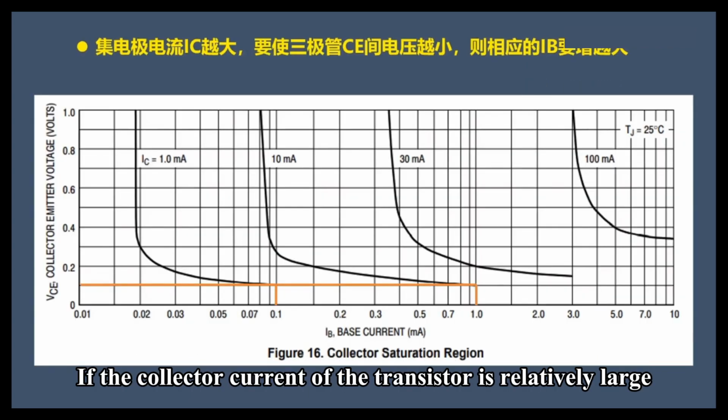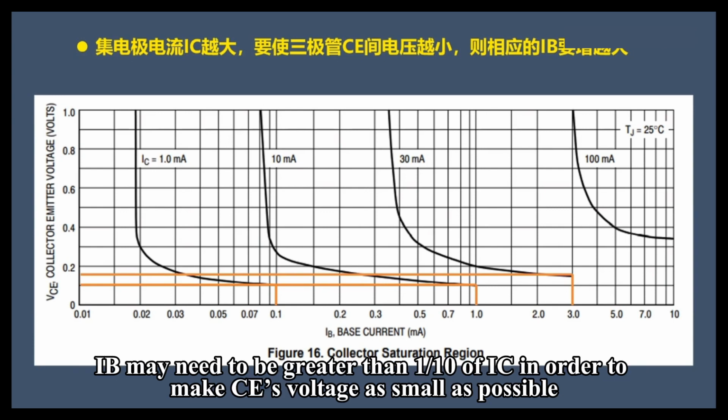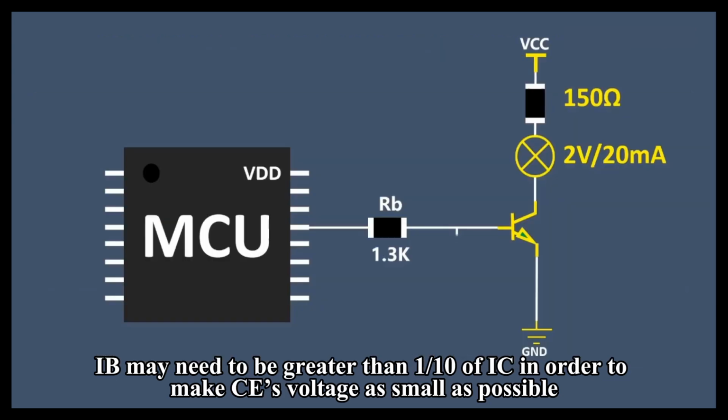If the collector current of the transistor is relatively large, IB may need to be greater than 1/10 of IC in order to make the CE voltage as small as possible.